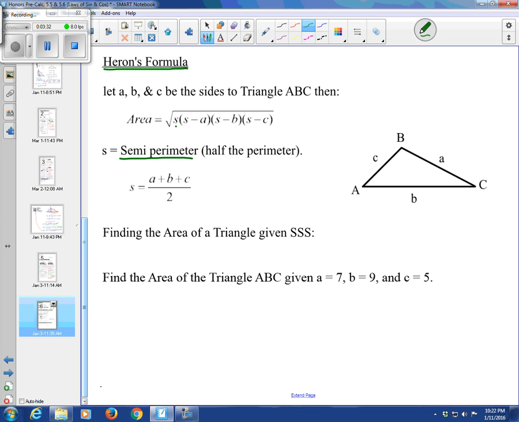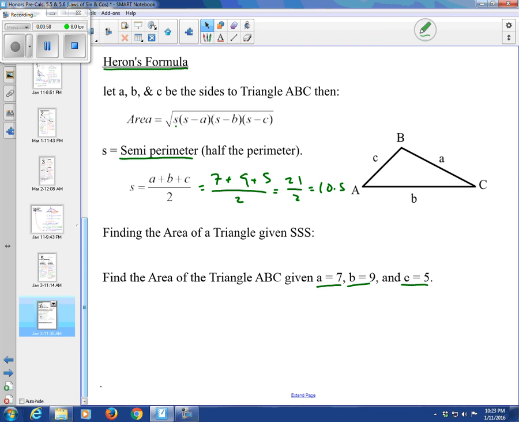We can basically get the semi-perimeter by taking these three sides for our side, side, side proportions and saying 7 plus 9 plus 5 over 2 gives us 21 over 2, or 10.5. And with that, we would plug into Heron's formula to determine the area. So why don't you guys go ahead and give that a shot.